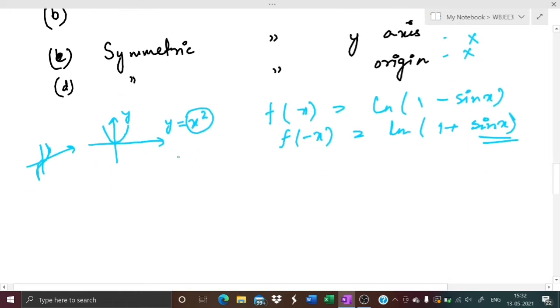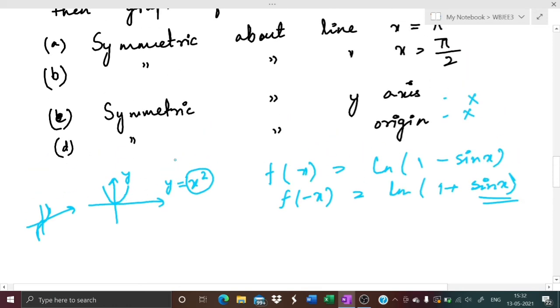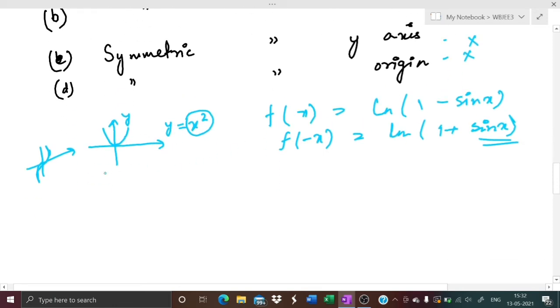So we will see about the line pi by 2. Suppose you have a line over here, this pi by 2, and your graph is symmetric about this. Whatever is over here, it's over here also. So that means pi by 2 is on the x-axis, and if you add something to pi by 2 on this side and subtract something on the other, both values of the function should come the same, because it is symmetric about that line.